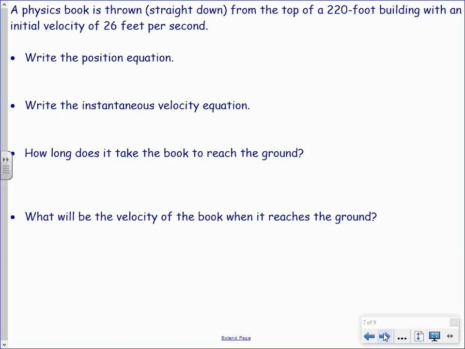Okay, if we're talking about feet per second, then our gravitational constant is negative 32 feet per second squared. So let's write the equation of our position.